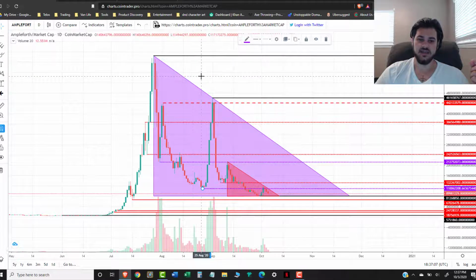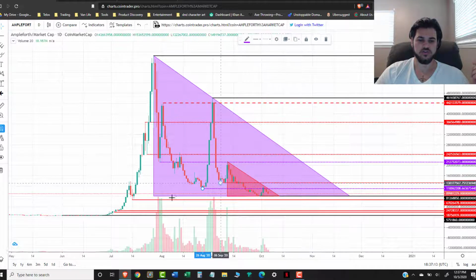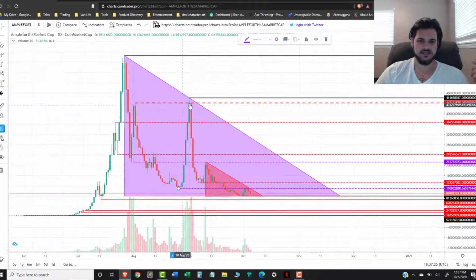On the daily side, we have several resistances that have been broken that were once supports. We also have a whole bunch of supports under us that have never been tested. We have a descending triangle, and we have a tested support line. This is different than the broken support line because when the price came up, it bounced off of it.